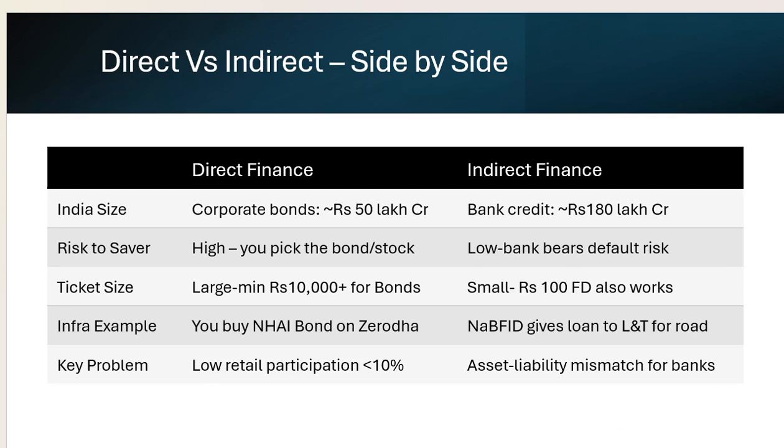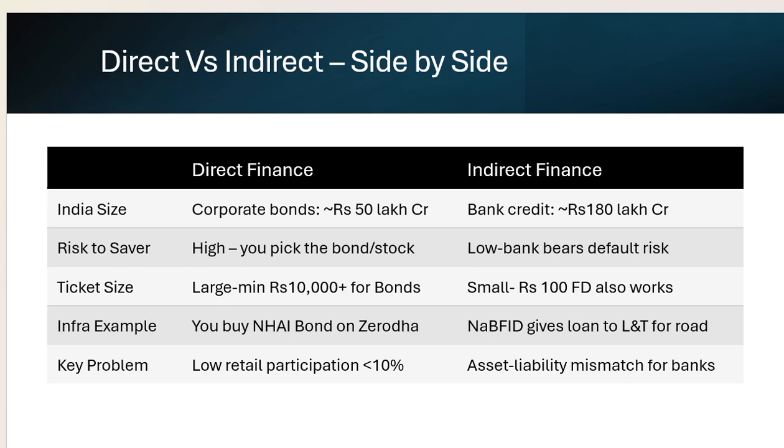So let's move on to the next important topic, direct versus indirect side by side. Let's understand the difference between direct financing and indirect financing, and the key features involved in each. The India size of the corporate bond market is 50 lakh crore, and bank credit is 180 lakh crore. So you can see how much indirect financing is used. It's more than 350%.